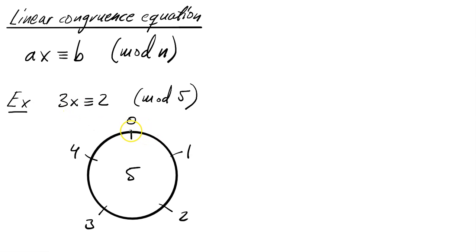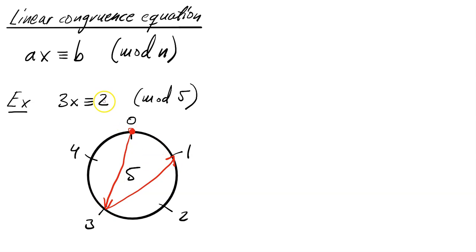So if x is 0, we get 0, so we start here. And then x is the number of steps we want to take, and each step has length 3. So we take one step, then we end up here. If you take 2 steps, so 2 times 3, then we take one step more, 1, 2, 3, and we end up here.